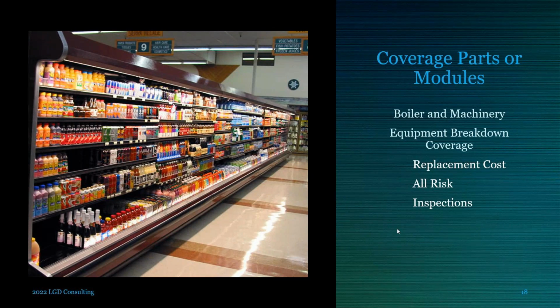That's how you need to understand boiler machinery or equipment breakdown coverage. Now, since it's all risk coverage, whenever you see all risk, pay attention to the exclusions. So you've got to look at the exclusions list. If it's not on the exclusion list, it's covered.